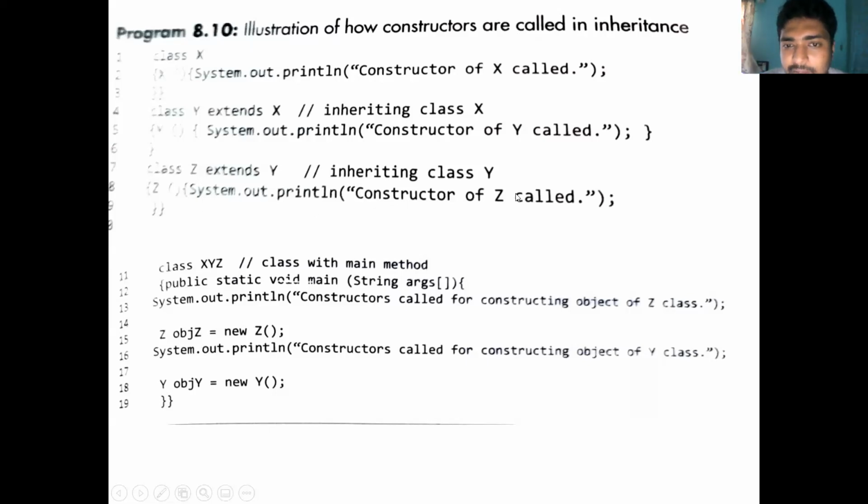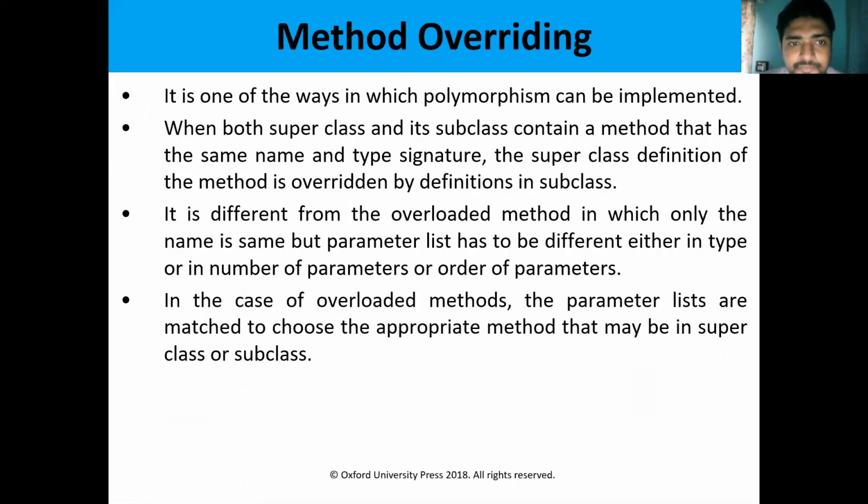So this cannot be printed first. Why? Because Z extends the properties of Y, so control goes to Y. Y also extends the properties of X, so control goes to X. So the X constructor will be displayed, then Y, then Z. So this is the constructor usage in inheritance.